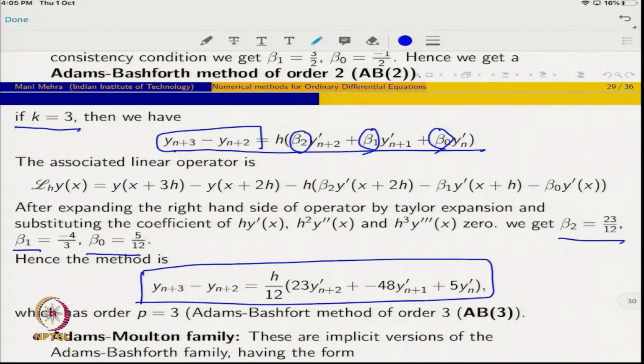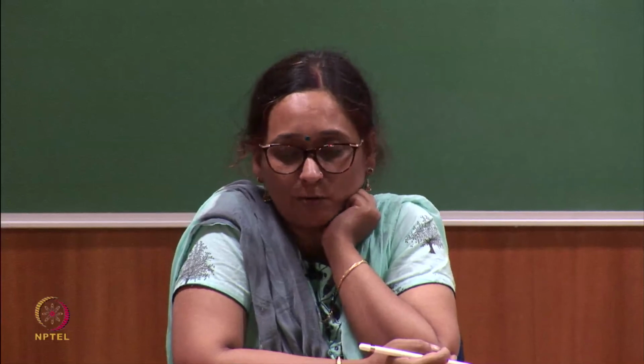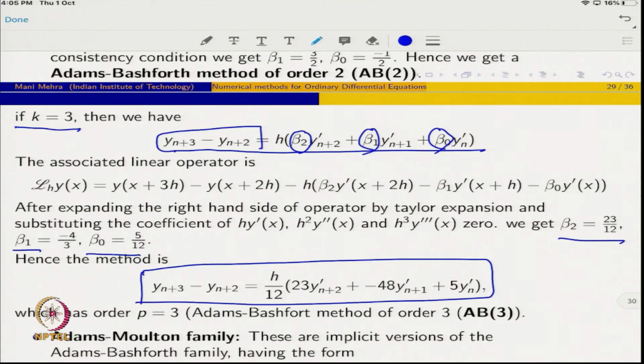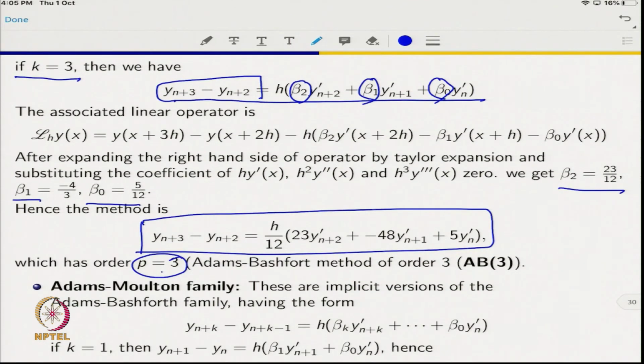So, this is the first time we are looking at the exact form of a 3-step Adams-Bashforth method, which has order p. The order you can also determine from the order of consistency. This is also called the AB3 method. That is just an abbreviation: AB1, AB2, AB3.